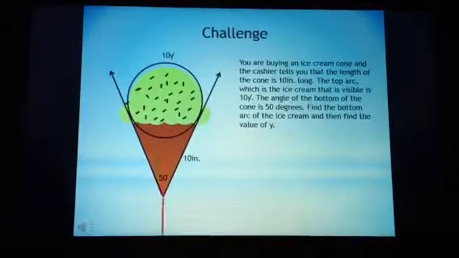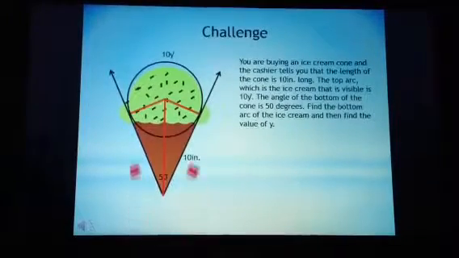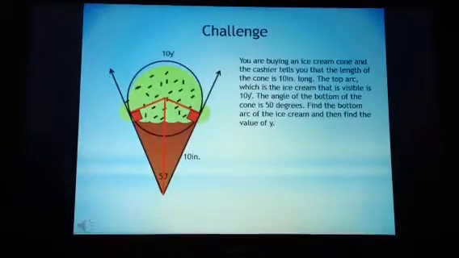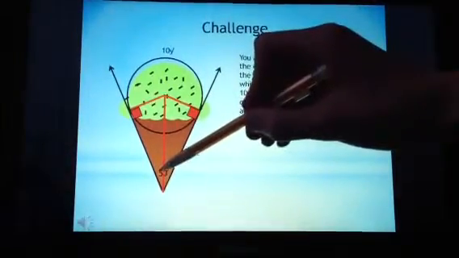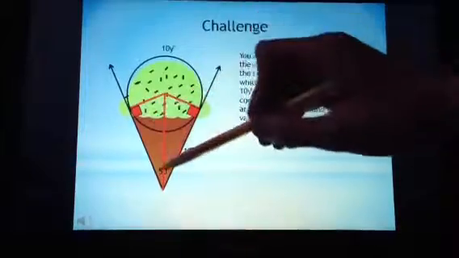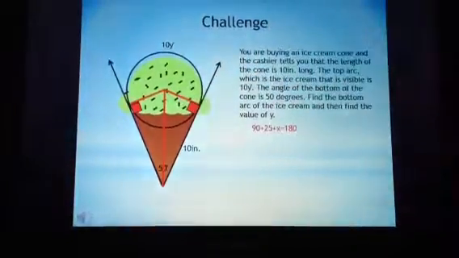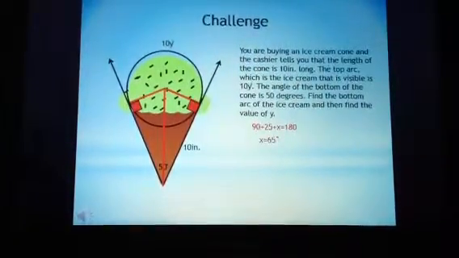Okay, so what you're going to do first is break this bottom part of the cone into two right triangles. So what you're going to have is this is bisected angle right here. So this would be 25 degrees. So you have 25 plus 90 plus x equals 180. So then you subtract that value to get x equals 65 degrees.